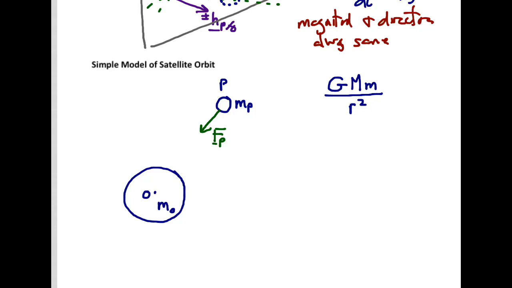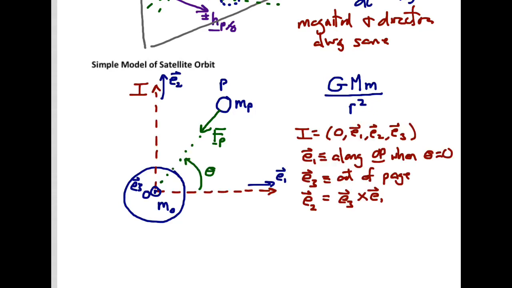So let's apply our reference frames. We'll have an inertial reference frame, and for our inertial reference frame, we'll have E1 pointing to the right, along the line OP when theta, a coordinate we've put in, is equal to 0, and then E3 being out of the page or out of the plane of motion, and then E2 defined as the cross product between the vectors E3 and E1.